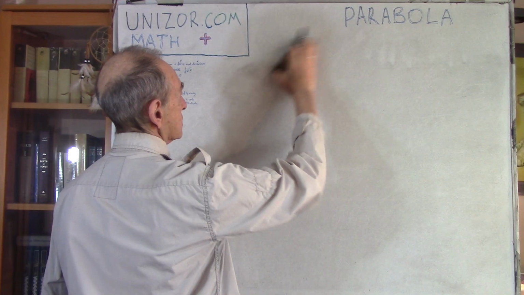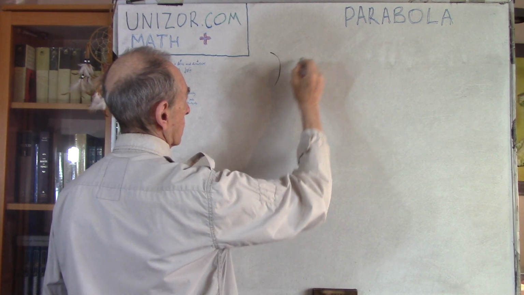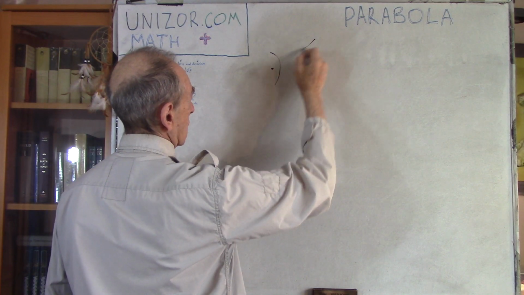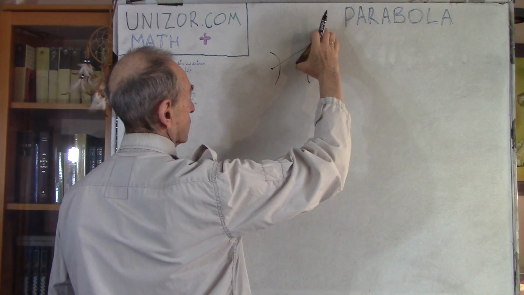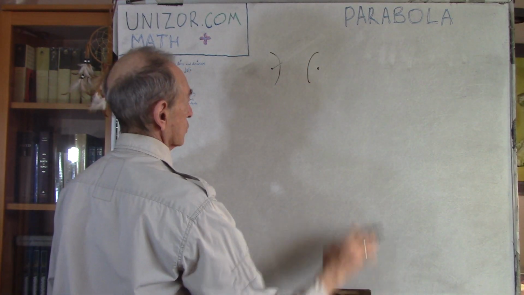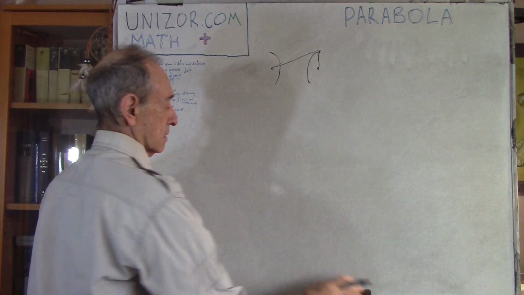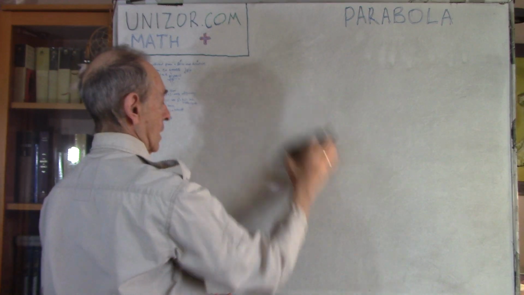Hyperbola was defined when the difference between the distances to the two points, two focuses, two foci, is constant. Okay, so how is the parabola defined?